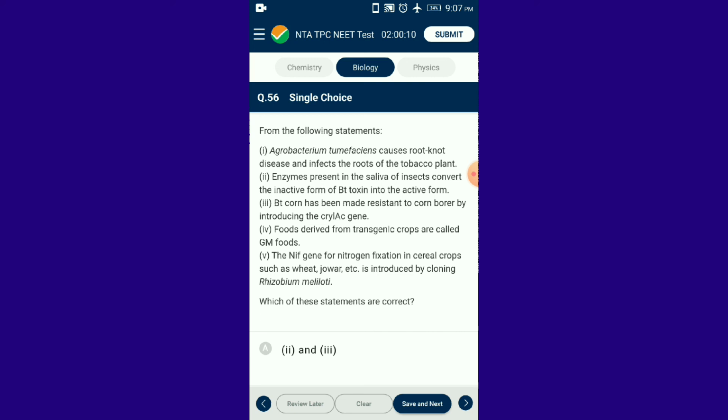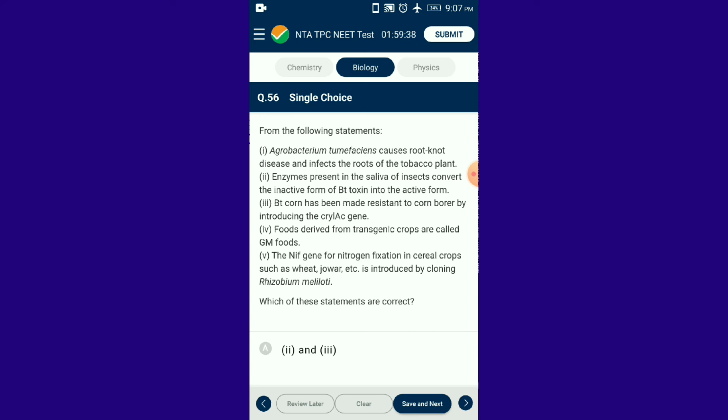See the third statement. Bt corn has been made resistant to corn borer by introducing the Cry1Ac gene. So that statement is also wrongly given. Plants in which foreign genes have been introduced through genetic engineering technologies are called genetically modified crops.